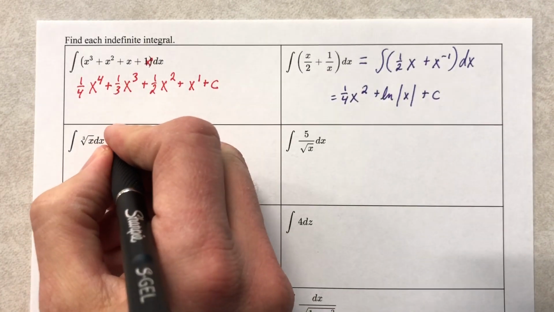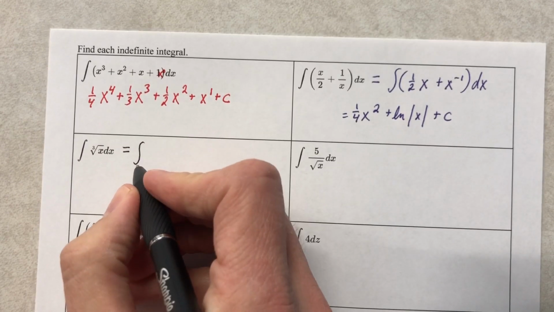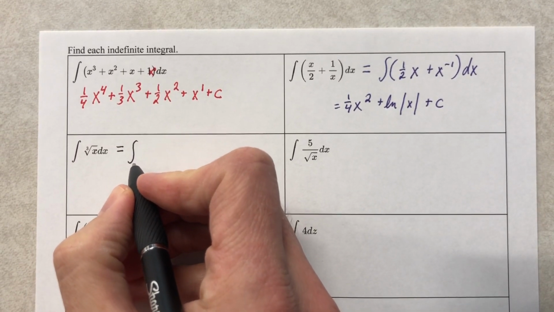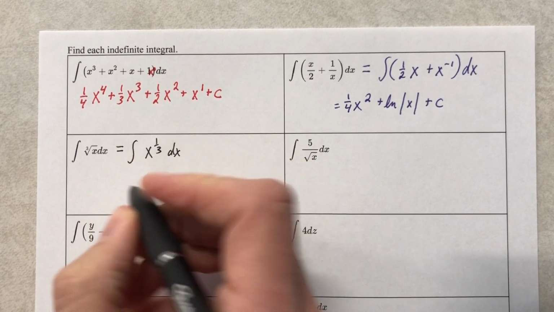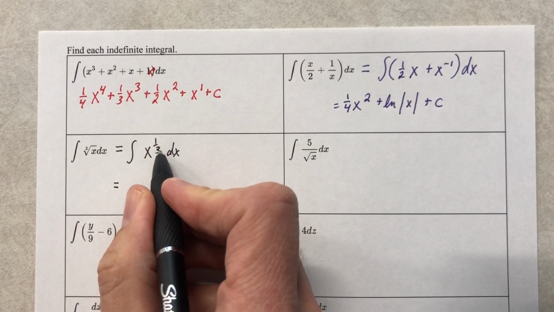I suggest a rewrite on this, and that's going to be the integral. Notice it is, again, an indefinite integral. I don't know the numbers here. And that is x to the 1/3, and then dx. So we're going to add 1 to this exponent.